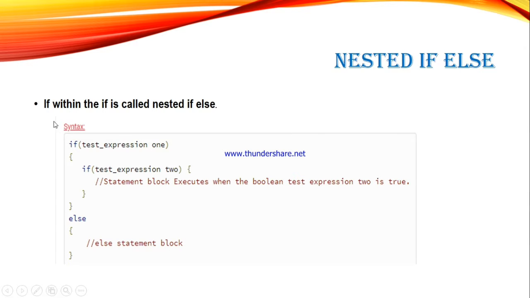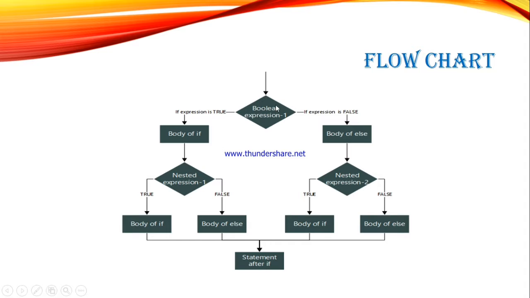Next we see nested if else. An if within an if is called nested if else. That is nothing but the syntax: if test expression 1, if test expression 2. If test expression 2 is satisfied, this statement block will be executed, else the other statement block will be executed. And the flowchart: boolean expression 1, we have two parts, body of if and else. And within the if we have another nested expression 1, that is nothing but another test condition. We have true, false. Similarly, for the body of else, we have nested expression 2, true, false.